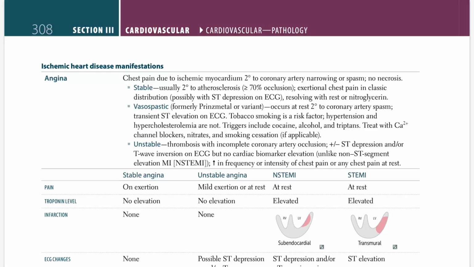All right, let's start with ischemic heart disease manifestations. So, what do we have in this topic? The first thing we have is angina, right? What is angina? It's a chest pain due to ischemic myocardium, secondary to coronary artery narrowing or spasm, but there is no necrosis. Now, there are a couple types of angina. We have stable, vasospastic, also known as Prinzmetal or variant, and unstable angina.